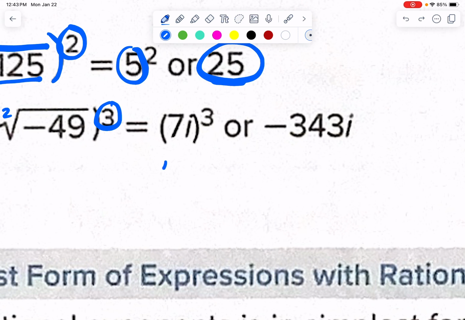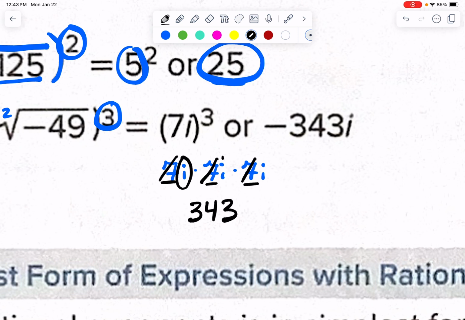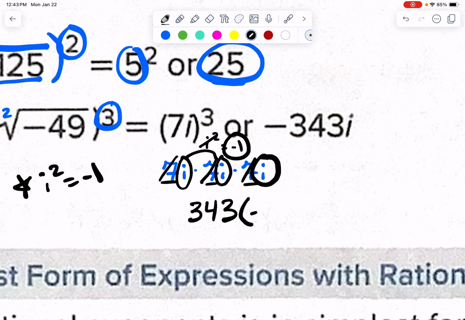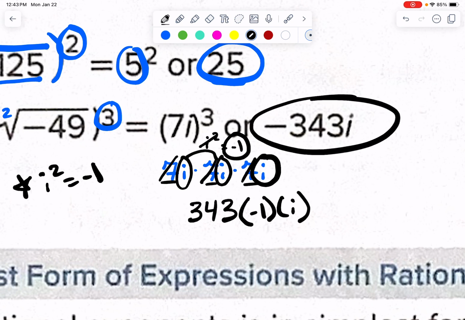So 7i to the third power is 7i times 7i times 7i. So 7 times 7 times 7 is 343, right? But then if we take this i times this i, that's i squared, and i squared we know is -1. Maybe we should put that over here. i squared equals -1. So I've got -1 here, and then I've got another i. So 343 times -1 times another i gives me -343i. That's where they came up with that from.